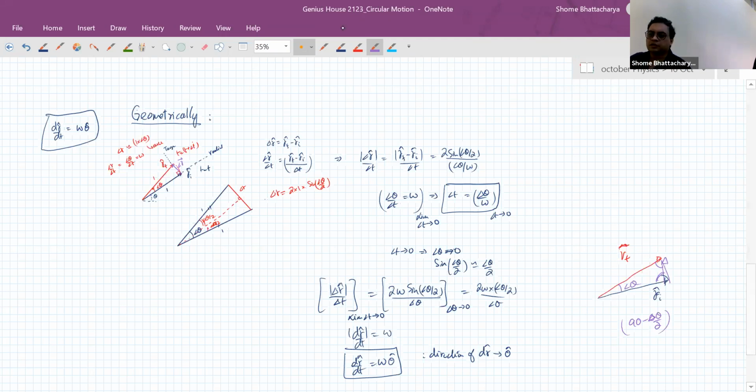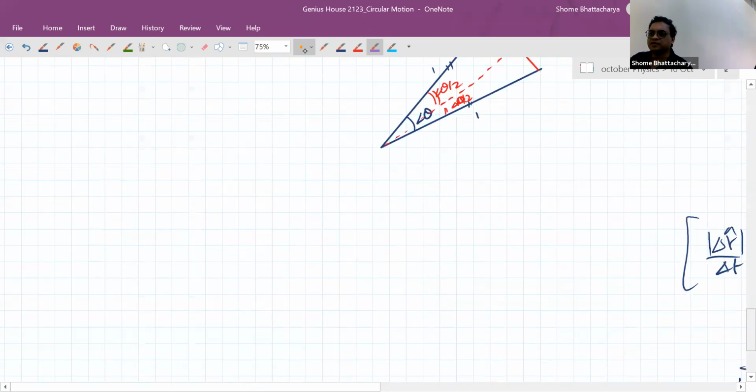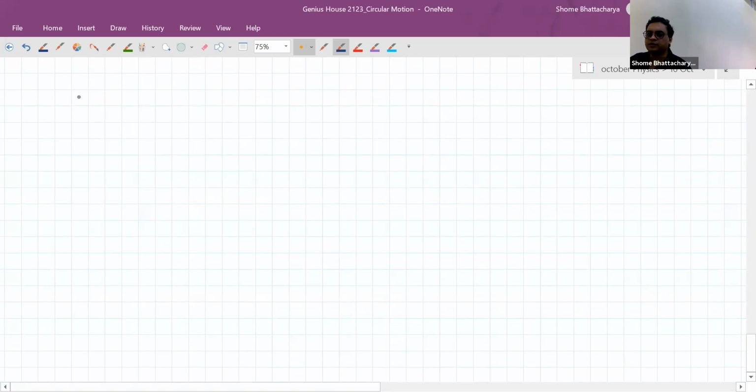So now we come to the most important part of this set of derivations. We come to acceleration. But before acceleration, I'd like you to do one calculation yourself. We have seen just now that dr cap by dt came out to be omega into theta cap. We saw this by the calculus method and the geometrical method also. Now like that, tell me what is d theta cap by dt? What is this going to be?